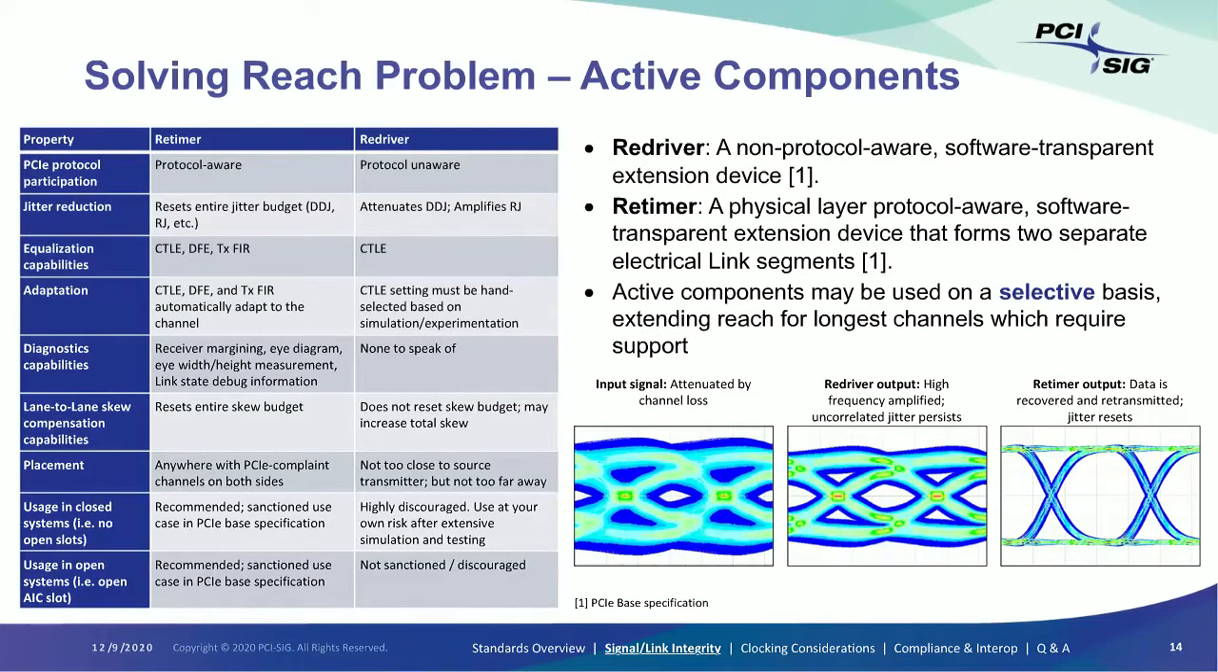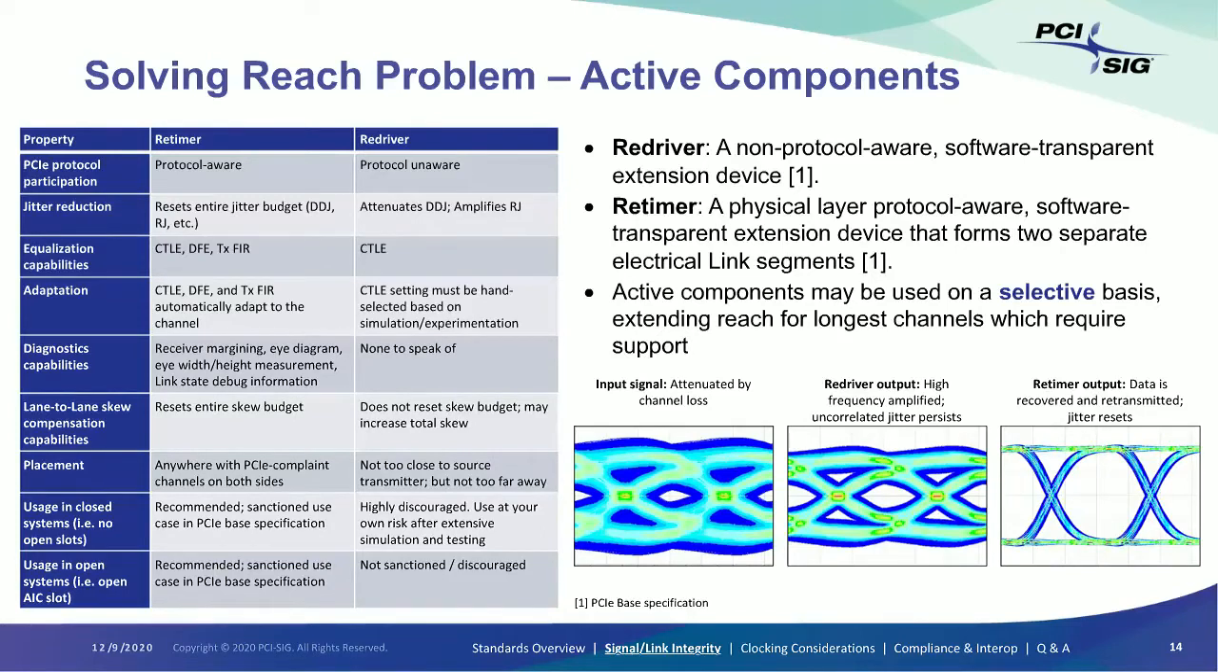Looking at some of the more detailed comparisons between the two categories, in terms of equalization capabilities, a retimer being required to meet the PCI Express receiver and transmitter requirements would have a CTLE, continuous time linear equalizer, a DFE, a decision feedback equalizer, and a transmit finite impulse response filter in accordance with the PCI Express spec. A redriver typically only has a CTLE.